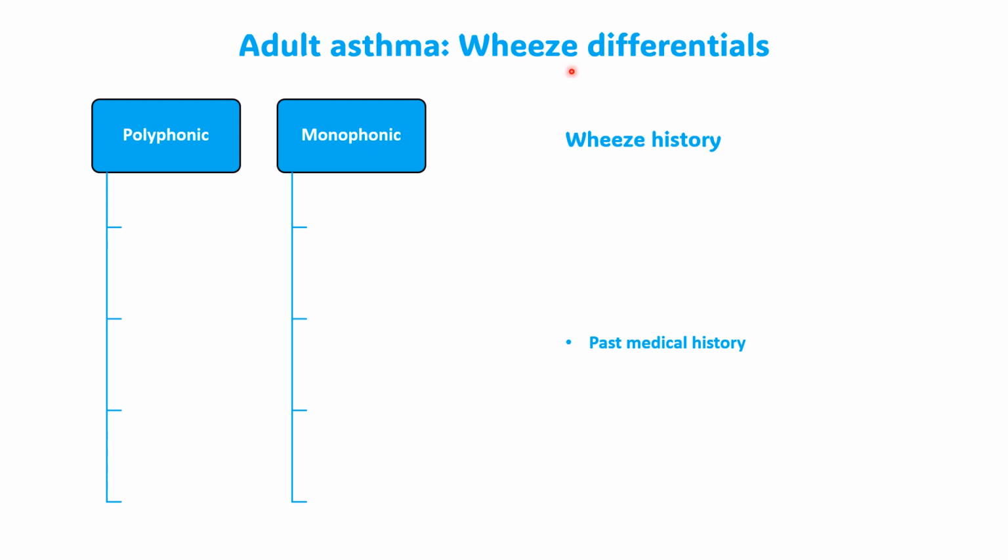Okay, so let's talk about some wheeze differentials, remembering that wheeze indicates lower airway obstruction. This might be to do with a luminal problem, an intramural problem, or an extramural problem. Luminal problems include increased secretions or a foreign body. A lot of foreign bodies tend to get lodged within the right main bronchus because it's steeper than the left main bronchus.